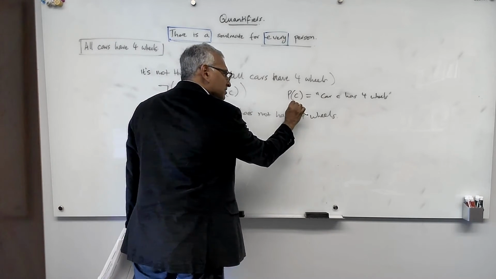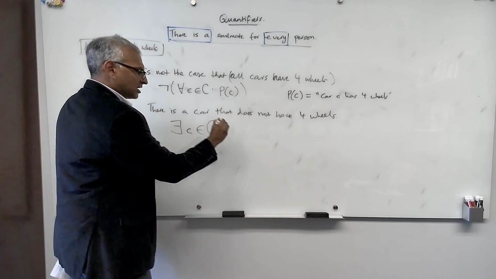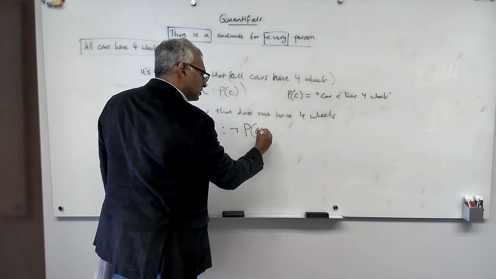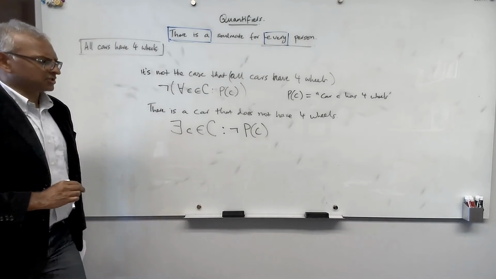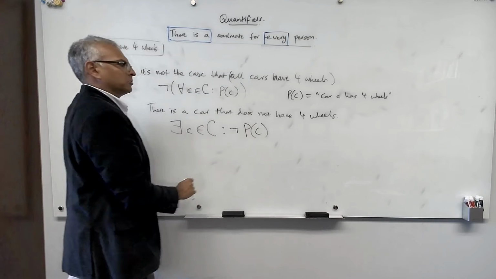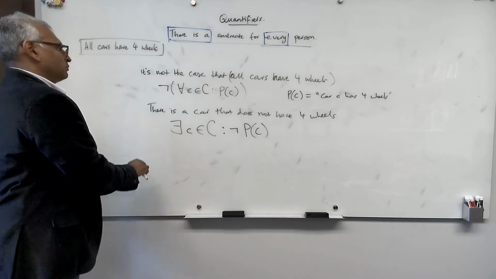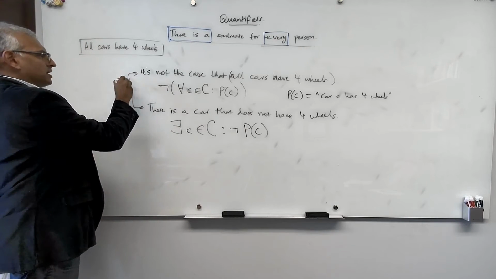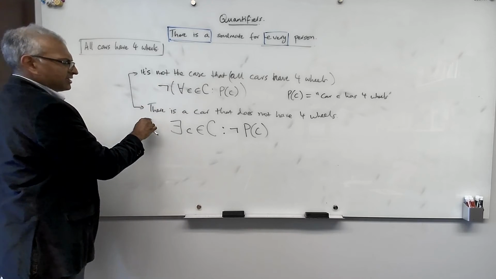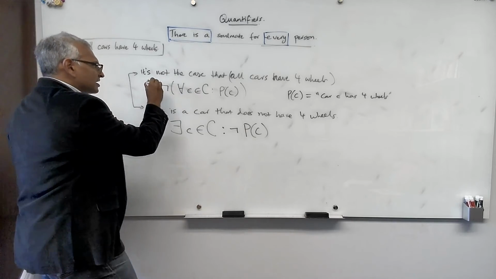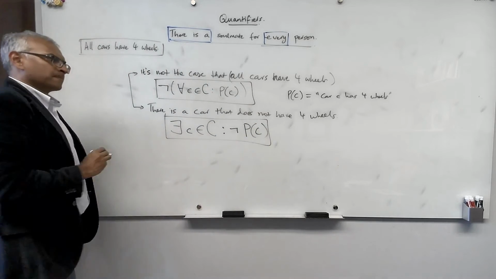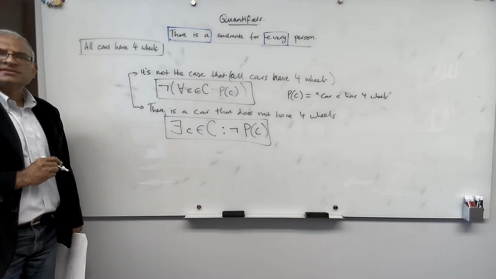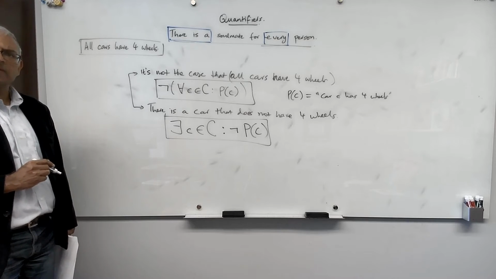That means that I can assert the negation of P of C, such that the negation of P of C is true. So I can assert the negation of P of C. It's not the case that car C has four wheels. Okay? So when we think about these two statements, we realize that they are exactly the same statement.